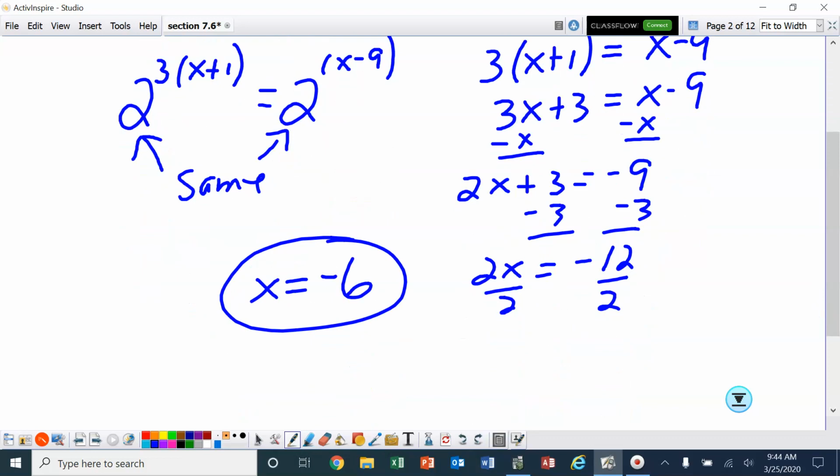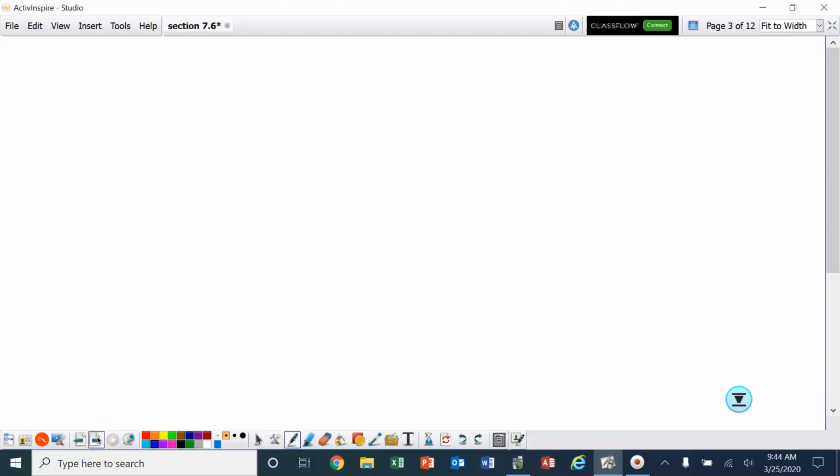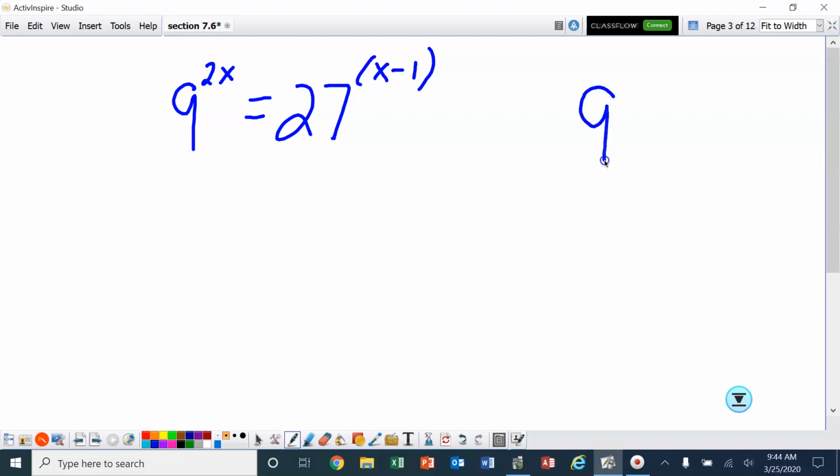All right, let's do another one. This one's going to be slightly different. In this problem, we've got 9 to the 2x equals 27 to the x minus 1. Is there any way that I could change the 9 to get 27 or the 27 to get the 9? Is there any exponent that I could use for 9 or 27 to convert from one to the other? Well, no, there's not. 9 to some power, you're not going to get 27.